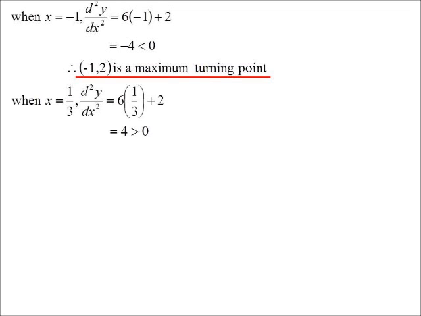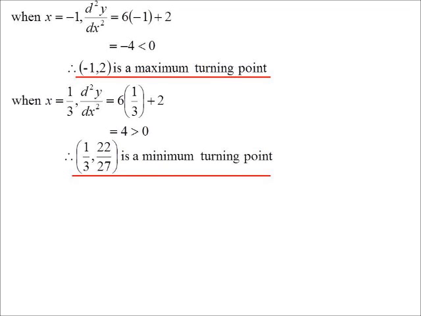Now let's have a look at a third. Sub that one in, I actually get positive 4, but positive is the main thing. This one's concave up, stationary. I'm down the bottom this time. So therefore, 22 on 7 is the y value for this one, and that would be a minimum turning point.